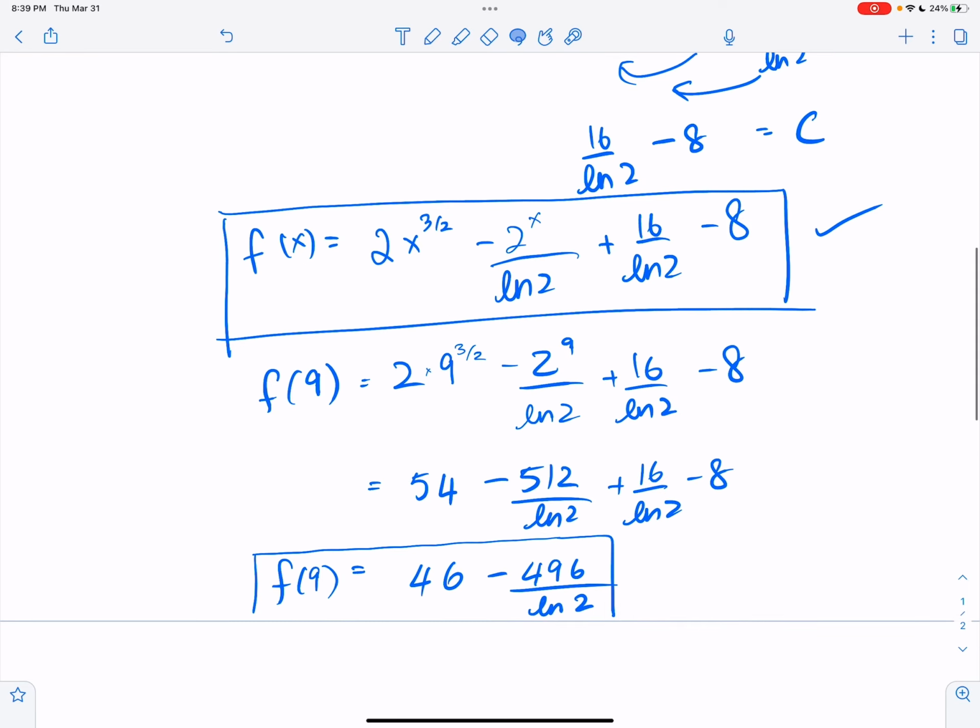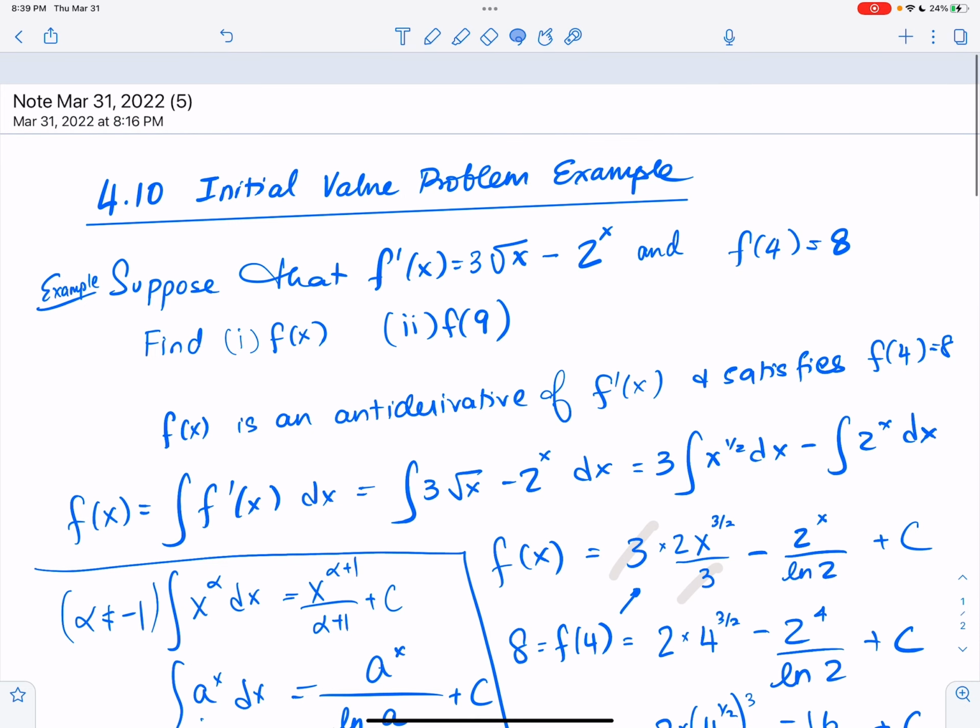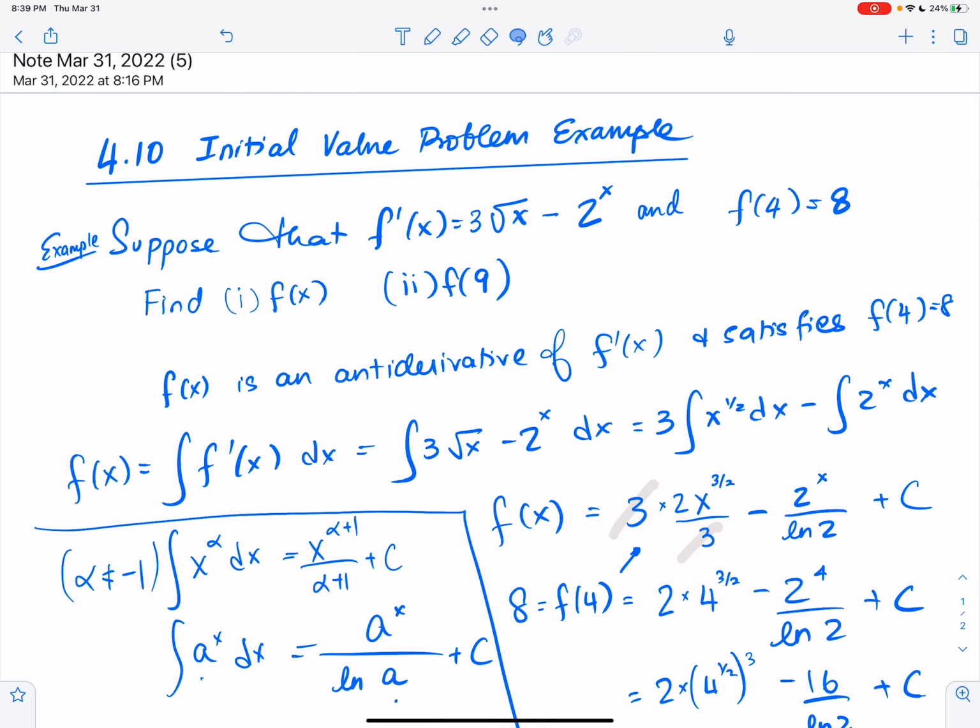And that's it. So this is an initial value problem. This is considered to be your initial value. You're given the derivative of a function. You're given a point that the function passes through, and you have to find the function. Okay? Oftentimes you'll have examples where you're given the acceleration. So let's look at another example.